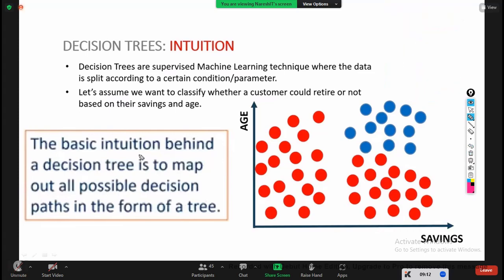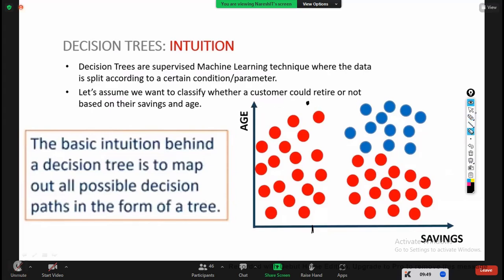Now, the basic intuition behind the decision tree is to map all the possible decision paths in the form of a tree. It is going to create a tree. For example, this is the data set given, and in this data set you want to separate the data points of each category. And if a completely new person comes, with this age and these savings, you have to predict whether this person has to retire or not.